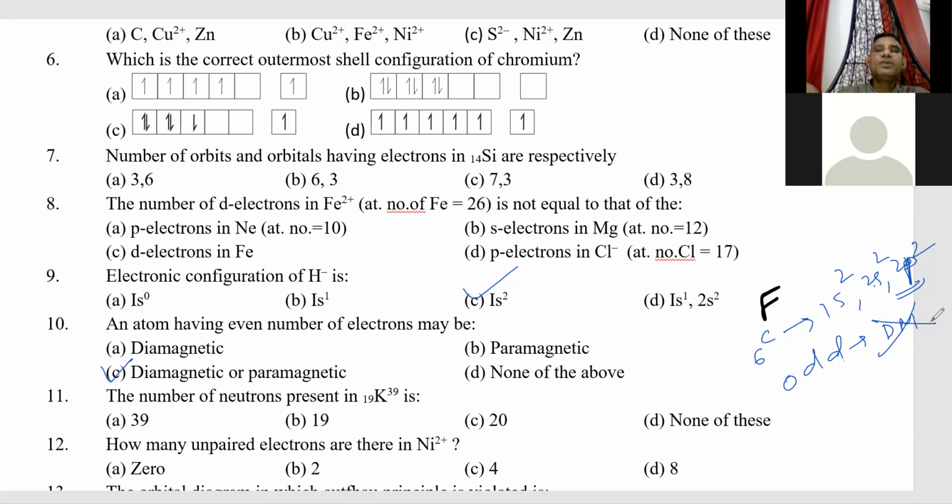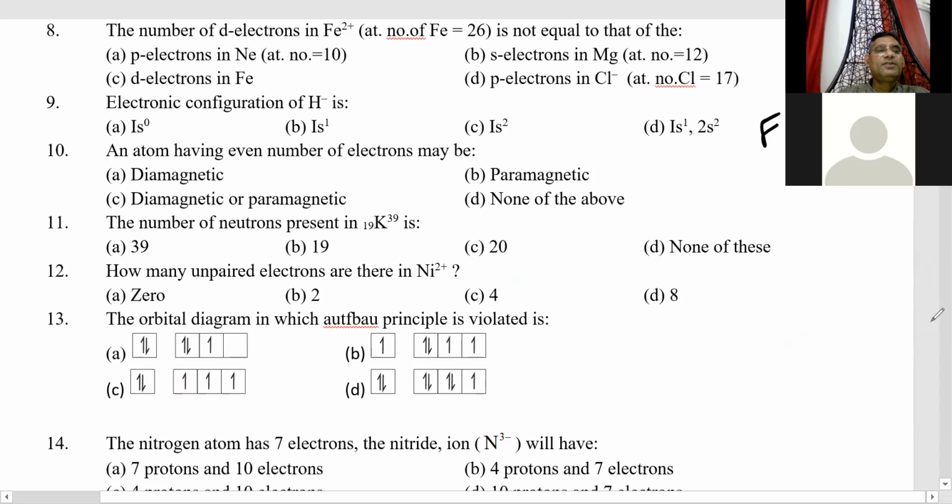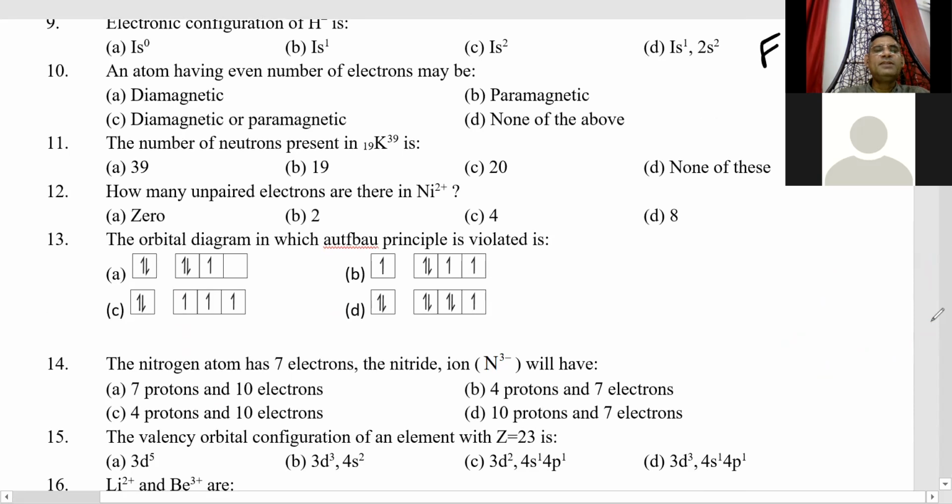Now see, what about this next question? Number of neutrons present in 19K39: 39 minus 19 will be 20. So this will be the answer. Is it okay? Yes, sir. Now see the next question. How many unpaired electrons in Ni2+?